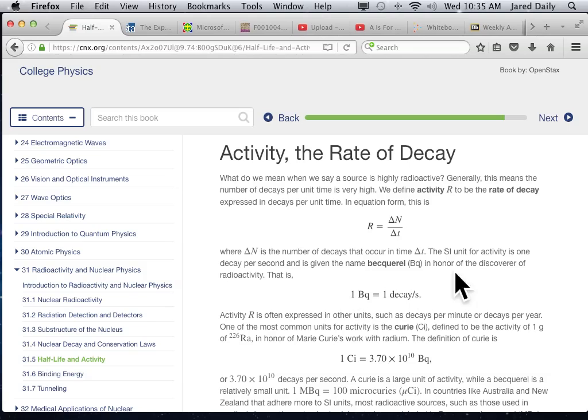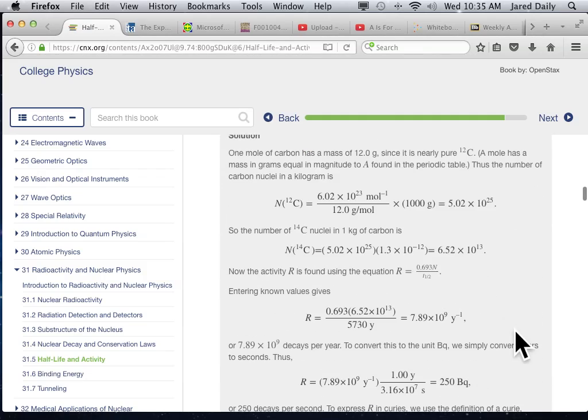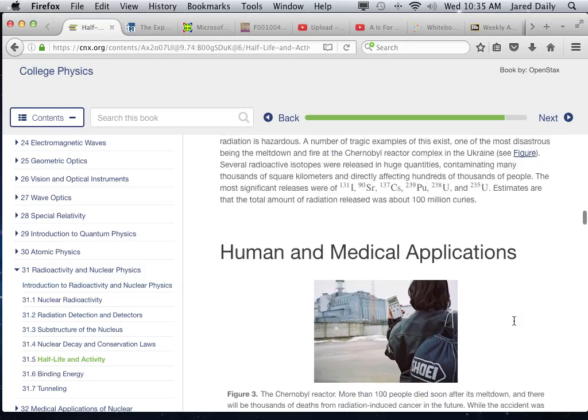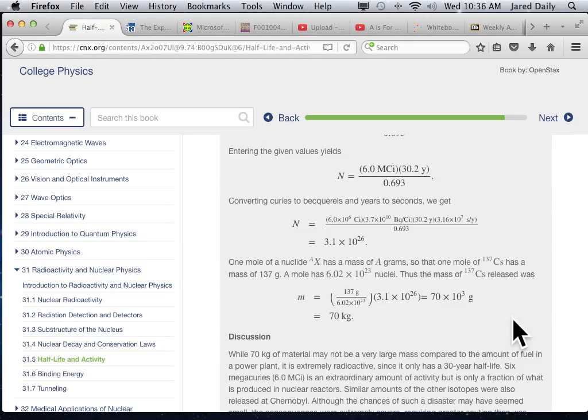So we have two units of activity: the becquerel, 1 decay per second, and the curie, 3.7 times 10 to the 10 decays per second. Either one of those you can use. When you have fewer decays, you usually use the becquerel. When you have a lot of decays, you use the curie. And then you can go from there. So anyway, that is that.